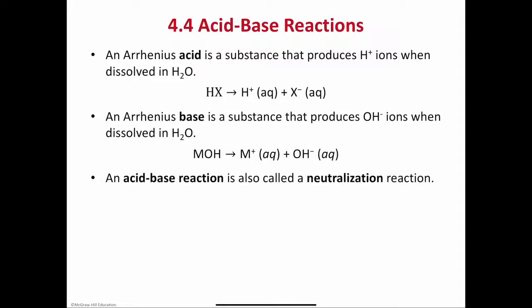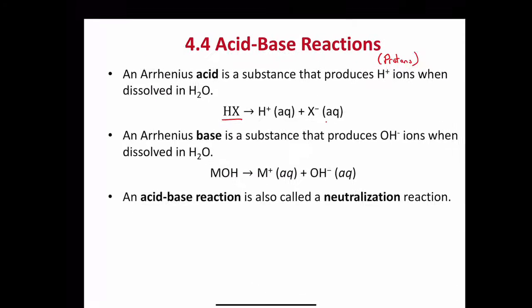Section 4.4 deals with acid-base reactions. So the first definition is what we call an Arrhenius acid, which is named after somebody named Arrhenius. It is a substance that produces hydrogen ions when dissolved in water, and sometimes we call these protons. So you can see that their generic acid here, HX, dissociates to give us some hydrogen ions.